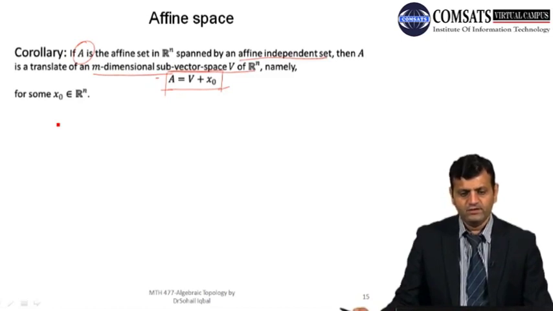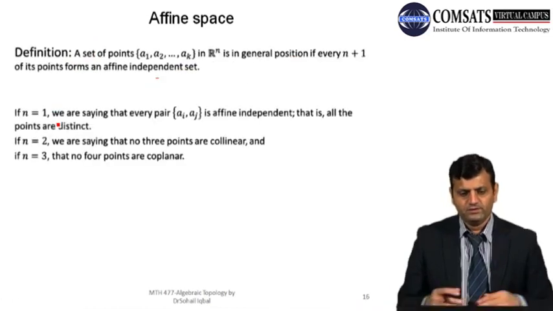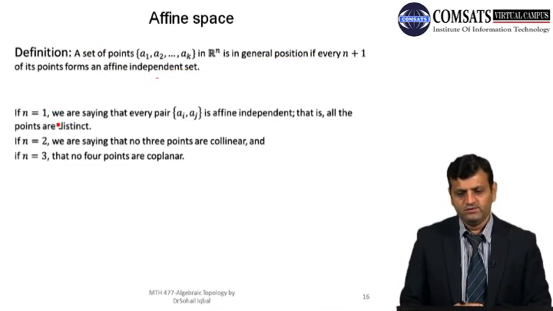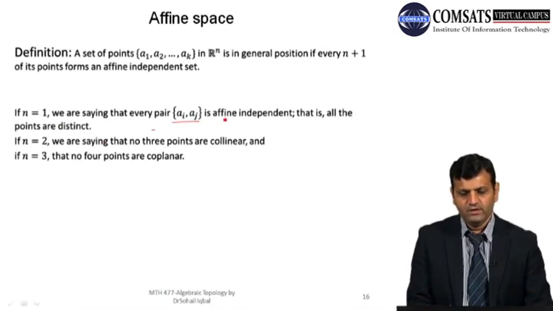But this corollary is important if you want to understand the relation between the affine sets spanned by some collection of points and the vector spaces spanned by some collection of points. A set of points is in general position if every n plus 1 of its points form an affine independent set. So if n is equal to 1, what we are trying to say is that any pair of points is different, so any pair of points being affine independent means that Ai is not equal to Aj.